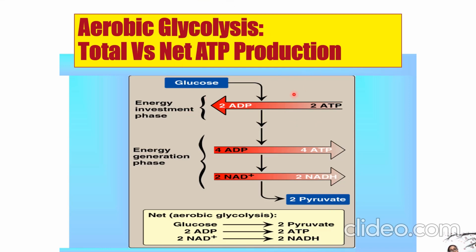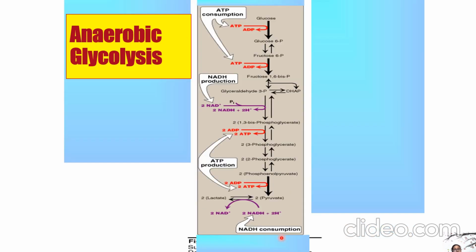The first few steps are known as the energy investment phase, whereas the next few stages are known as the energy generation phase. So for aerobic glycolysis, the steps are: glucose to 2 pyruvate, 2 ADP to 2 ATP, 2 NAD plus to 2 NADH. Now for anaerobic glycolysis, what happens? These processes are the same, but pyruvate gets converted to lactate, and NADH is consumed in this process to NAD plus. These 2 steps are substrate level phosphorylation.